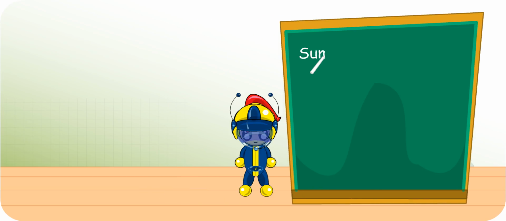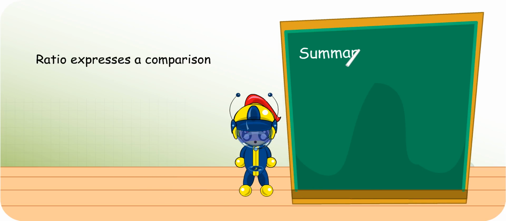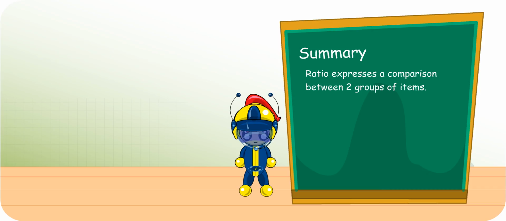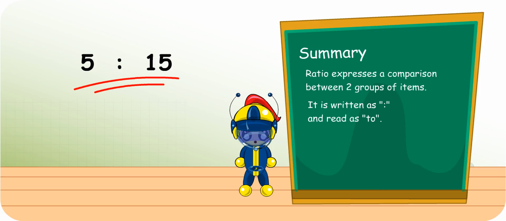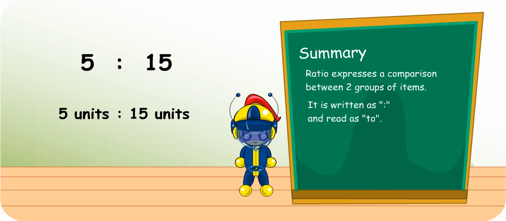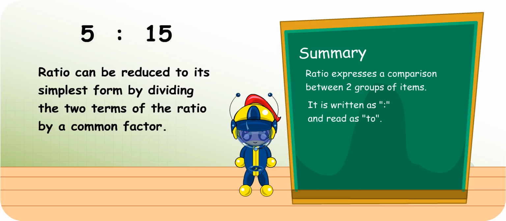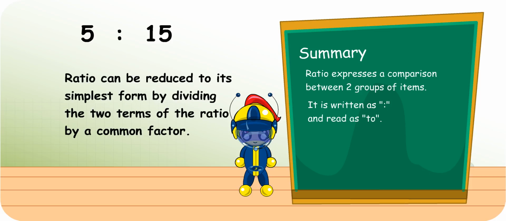Can you recall what you have learned today? Ratio expresses a comparison between two groups of items. It is written with a colon and read as "to". Thus, 5:15 is read as 5 to 15, and it means 5 units to 15 units. This ratio can be reduced to its simplest form by dividing the two terms of the ratio by a common factor.